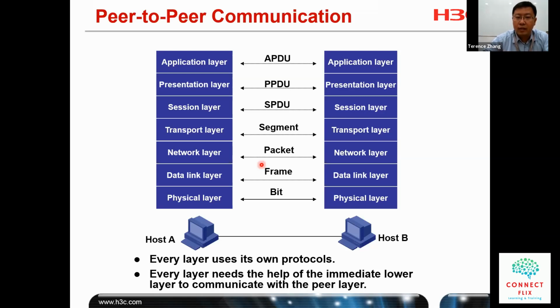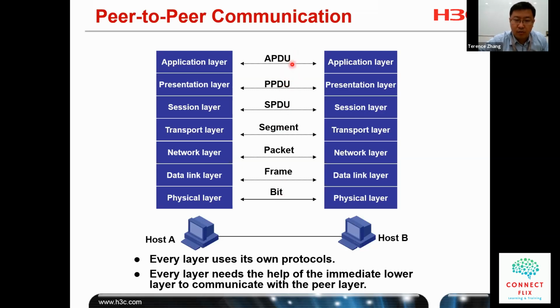Every layer only communicates with its peer layer. For example, the application layer will not communicate with the presentation layer of host B, right? They also do not communicate with the session layer. They just communicate with their application layer, and each layer does the same thing, right? They all only communicate with their peer by different kinds of PDU. PDU is the protocol data unit, right? So the name is important.